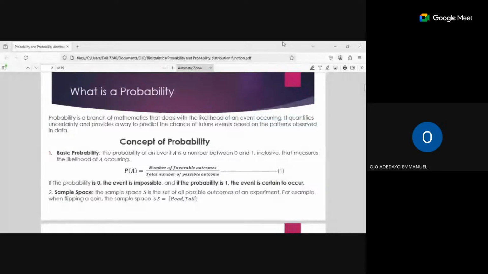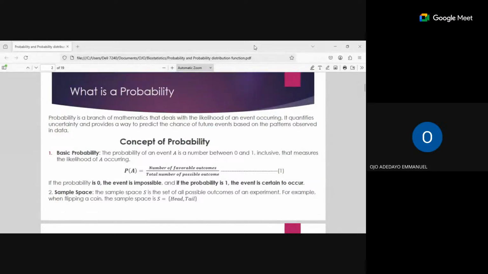Can you see my screen, please? Yes, sir. We can see it. I've not moved the screen. I'm still talking about the number 2.